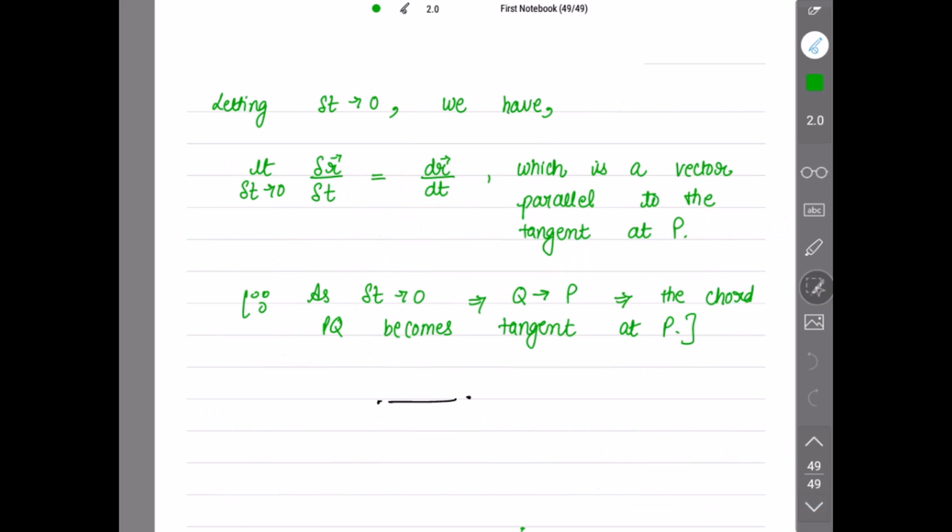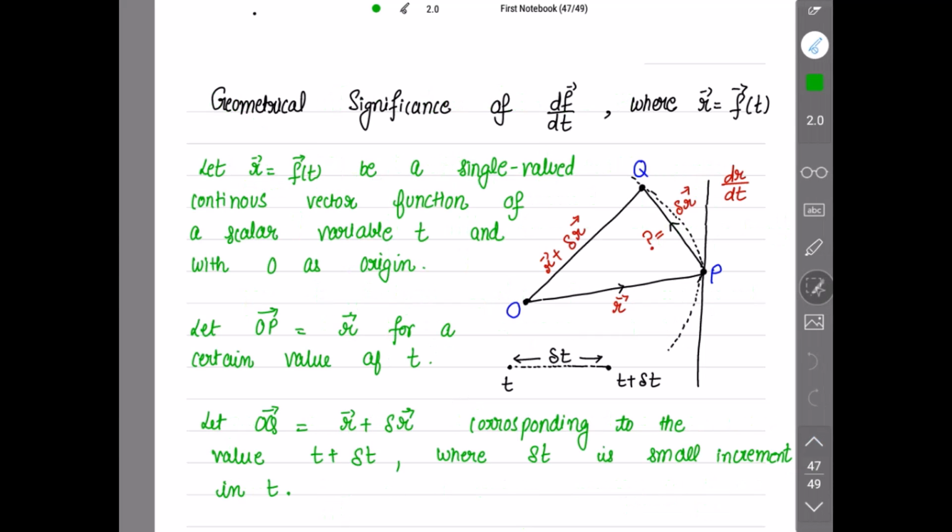As delta t tends to 0, which implies Q is tending to P, which implies the chord PQ becomes the tangent at P. See, this chord PQ will become the tangent at this P. Is it clear? This is just a simple geometrical significance of dr by dt, where we have taken r to be f of t.